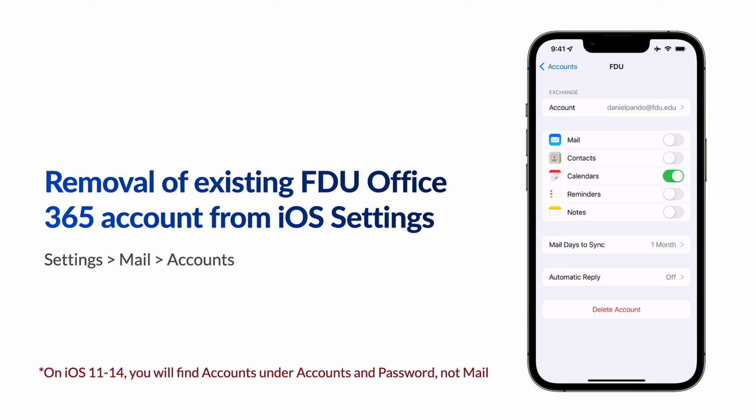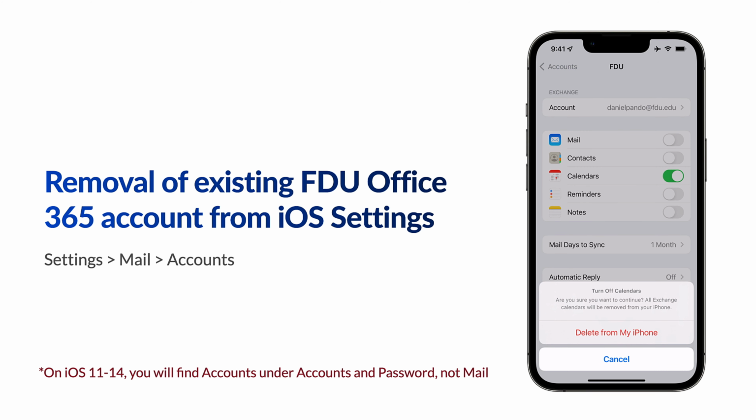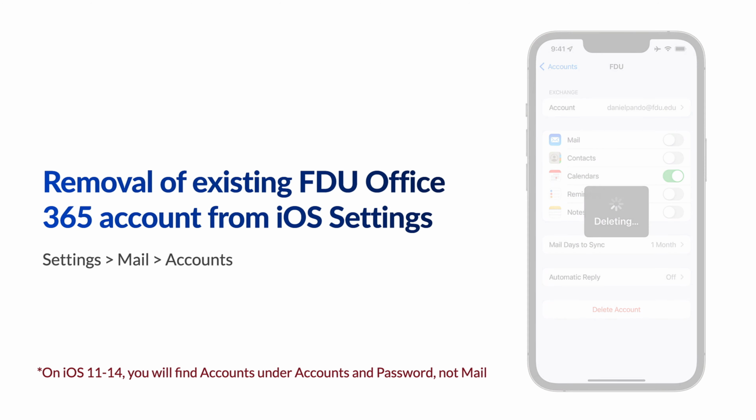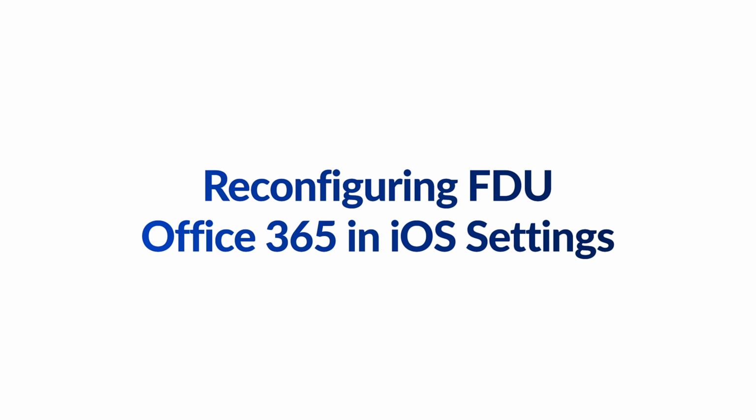From this screen, you will see Delete Account at the bottom. Before tapping on this button, verify the email shown at the top of the screen under Account matches your FDU Office 365 email. Once you tap on Delete Account, a prompt will pop up confirming you want to remove the account from your device. Confirm by tapping Delete from my iPhone. With removal of your FDU Office 365 from the Settings application, we can begin the process of adding it back.